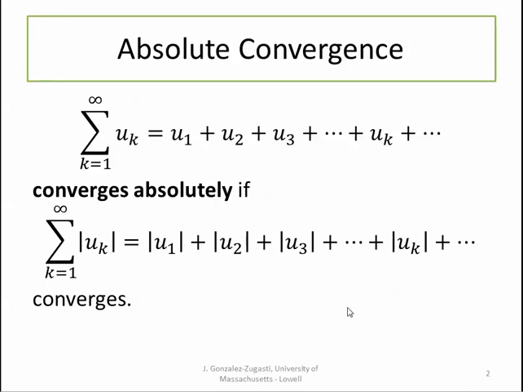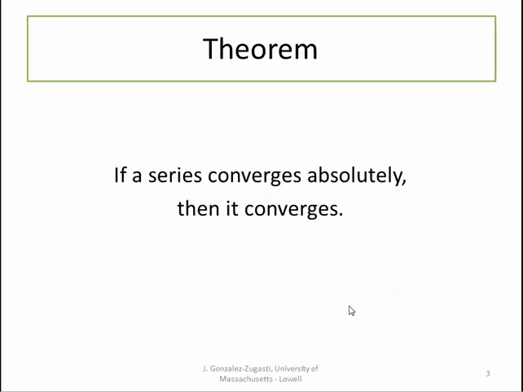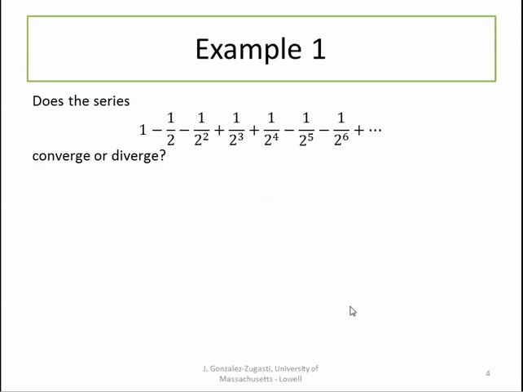And this is very nice because there is a nice little theorem out there that says if a series converges absolutely, then it converges. So let's see how we'd use that. Suppose we have this series 1 minus 1/2 minus 1 over 2 squared plus 1 over 2 cubed plus 1 over 2 to the fourth and so forth. Does it converge or diverge?